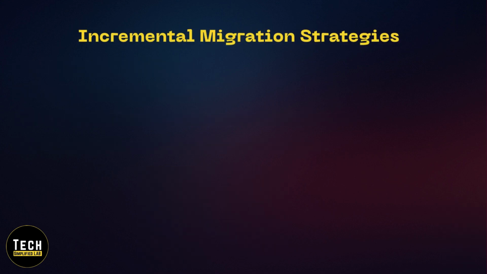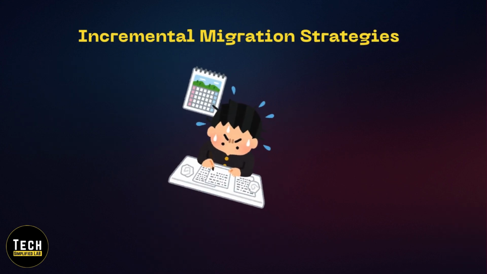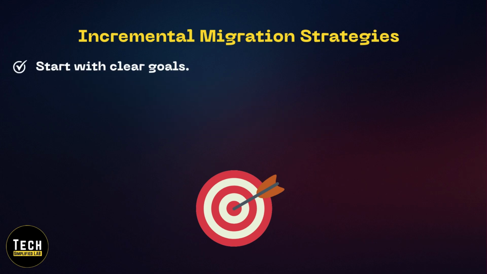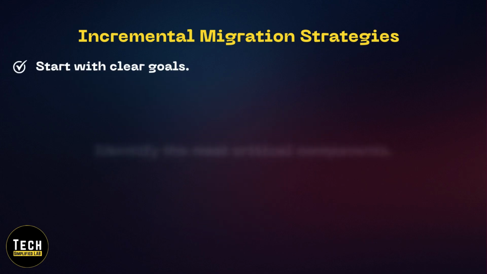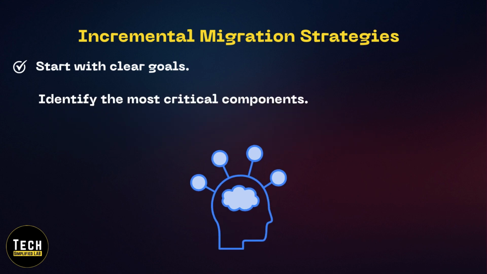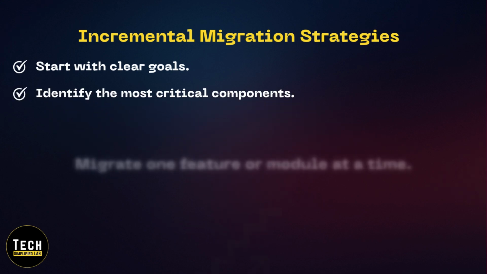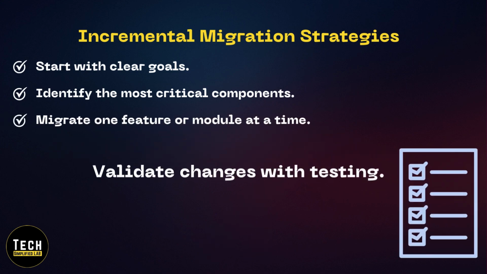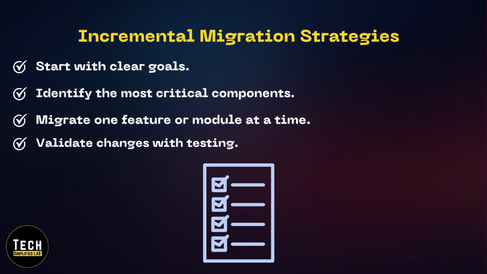Moving from a monolith to microservices doesn't have to be a big bang effort. So start with clear goals. What are we trying to achieve by splitting the monolith? Next, identify the most critical components or areas causing the most pain, and then focus on those first. Migrate one feature or module at a time, and always validate your changes with comprehensive testing before moving to production.